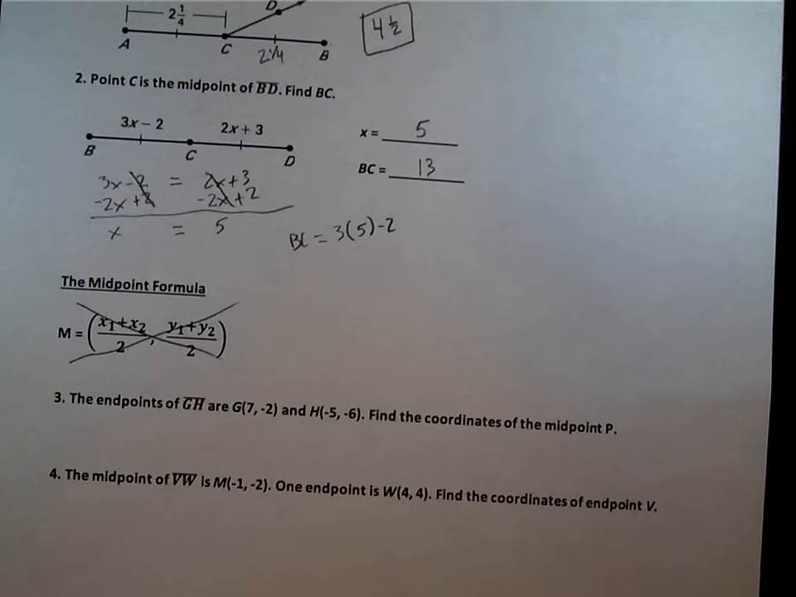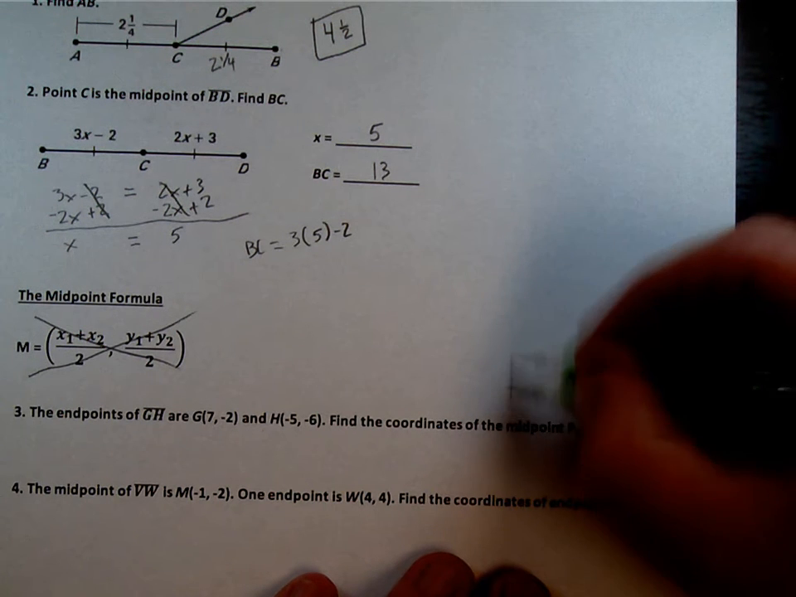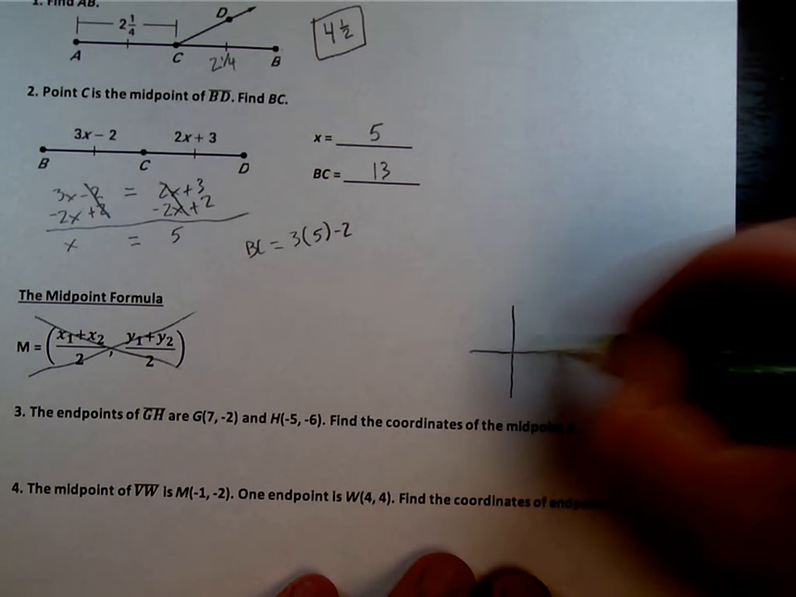So what are we going to do instead? Let's start by working through question number 3, and we'll figure it out as we go. For number 3, we have some points. We're going to graph them. So I'm going to start off making a graph.